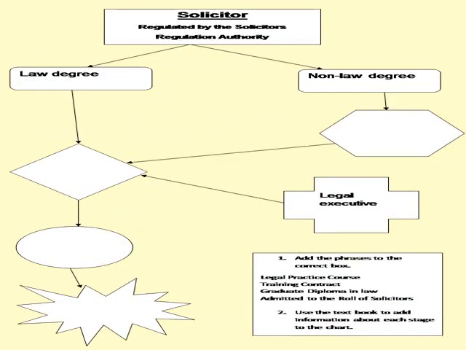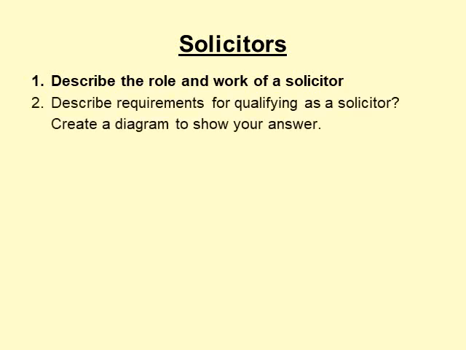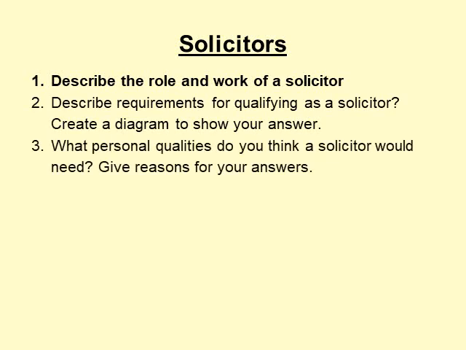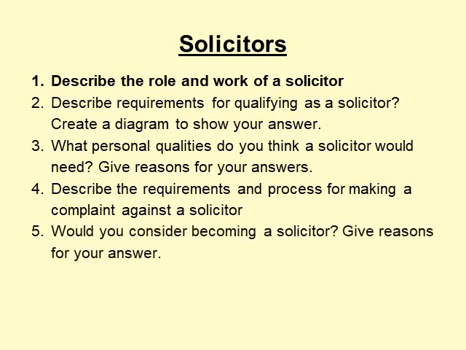So you should now be able to create a diagram that looks something like this around the training of solicitors. Joseph Chamberlain people, you've got this in your booklet. And you should be able to answer the following questions. Describe the role and work of a solicitor. Describe the requirements for qualifying as a solicitor. Create your diagram to show your answer. What personal qualities do you think a solicitor would need, giving reasons? Describe the requirements and process for making a complaint against a solicitor. You'll be able to get the information for that one in a moment. And would you consider becoming a solicitor, giving reasons for your answer?